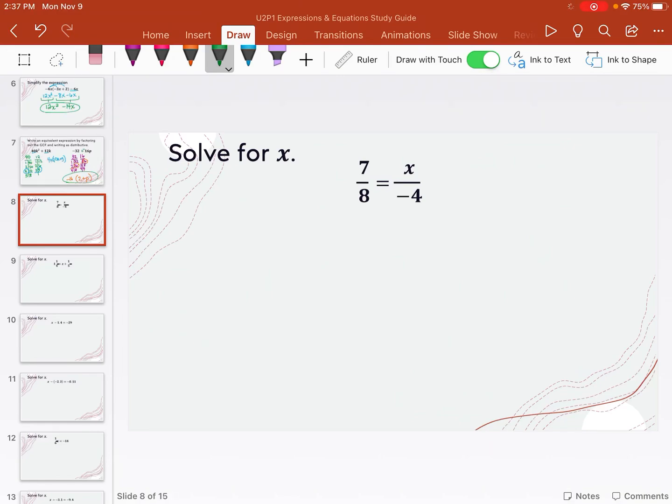Okay, so we're going to solve. Remember to keep your balance. So this is x divided by -4. So I'm going to multiply by -4.